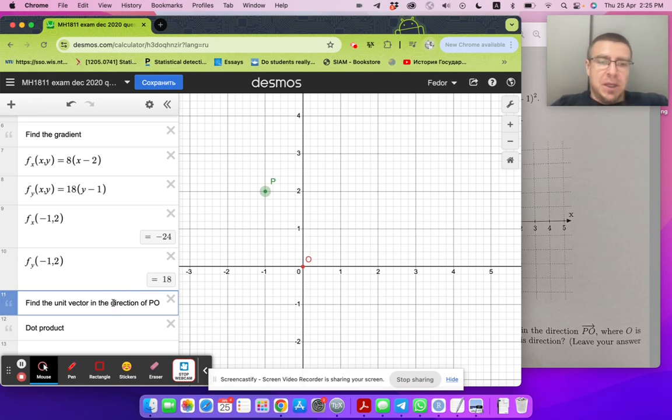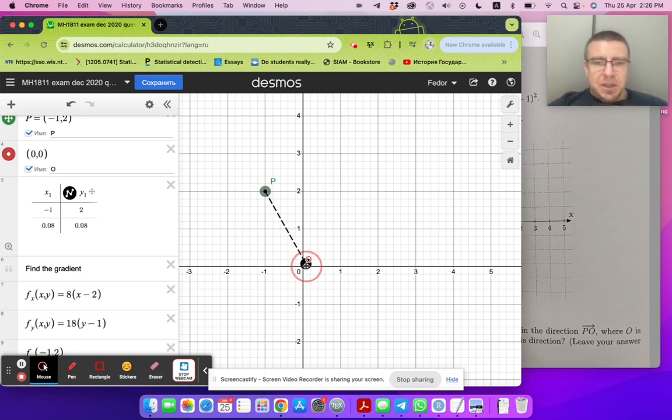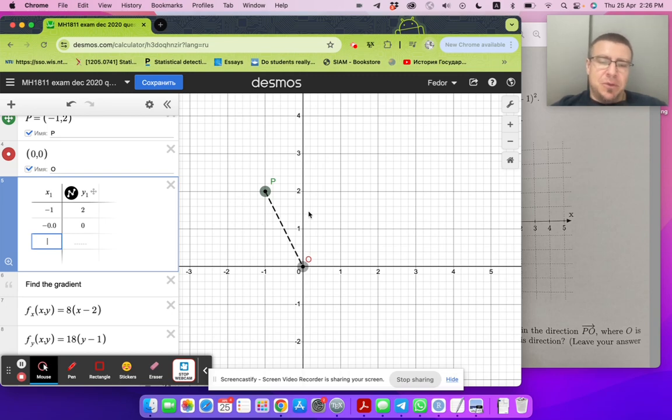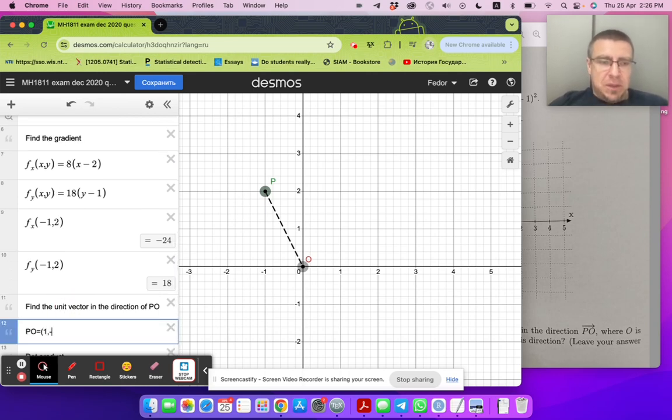Now we need to find the unit vector in the direction of PO. First, what is the vector PO itself? PO is the vector from P to O. Here you need to imagine that you want to move from the point P to the point O, and in order to do that, you take one step to the right, and then you take 2 steps down. So the vector PO is 1, -2.